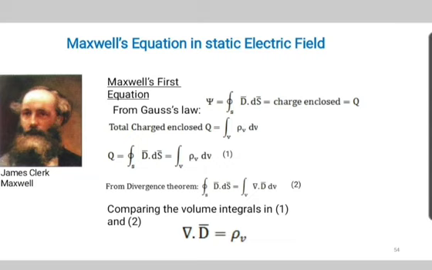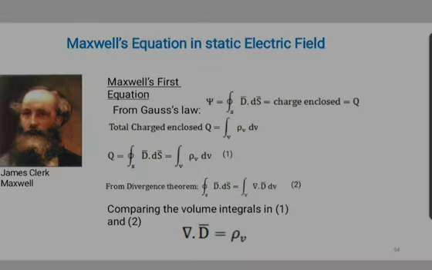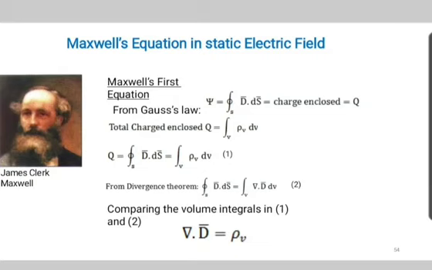So the point form of Gauss's law, del dot D bar is rho v, is called Maxwell's first equation. This point form of Gauss's law is called Maxwell's first equation, which states that in case of a vanishingly small volume unit, the electric flux leaving per unit volume is equal to the volume charge density.